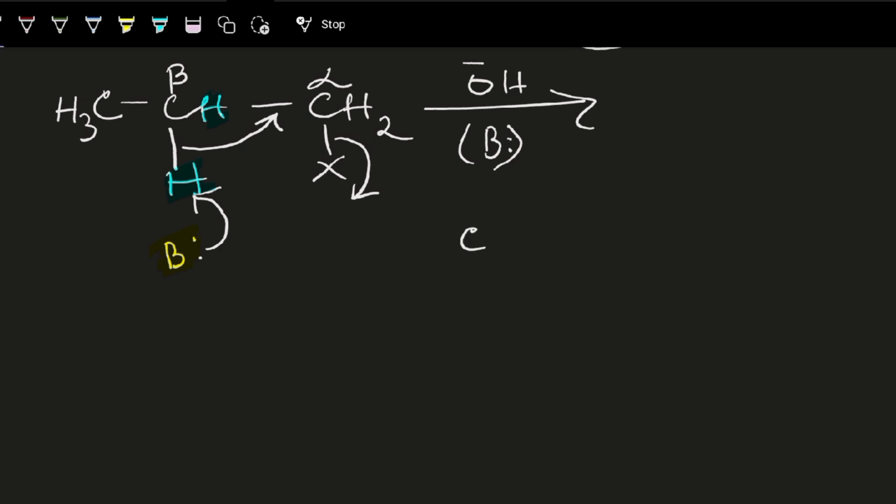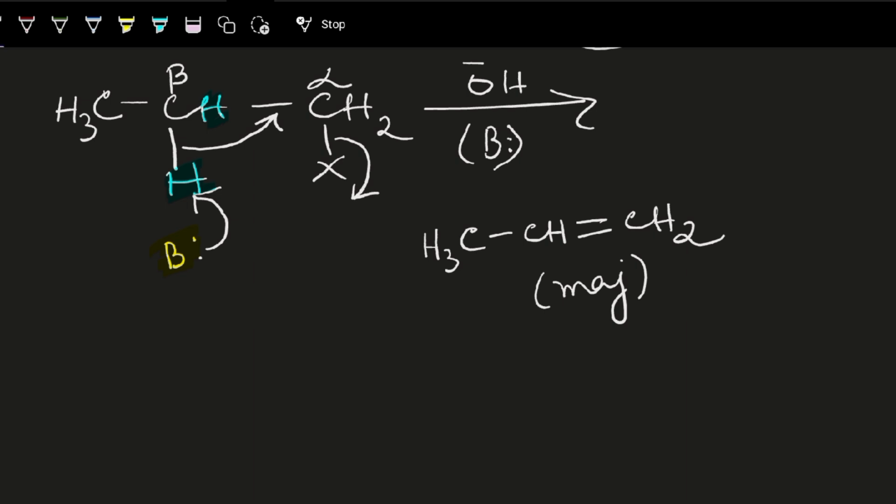The major product is CH3, CH, because out of 2H, 1H is given out or it is abstracted by the base. There is a double bond between alpha beta and CH2. So the alkene will be alpha beta unsaturated alkene. So this will be your major product. That means the elimination product is the major product.